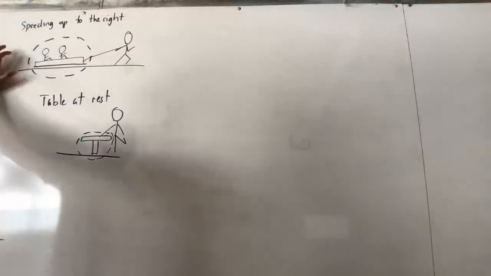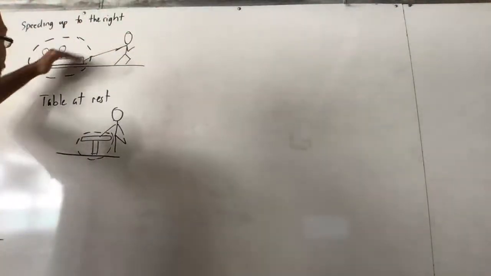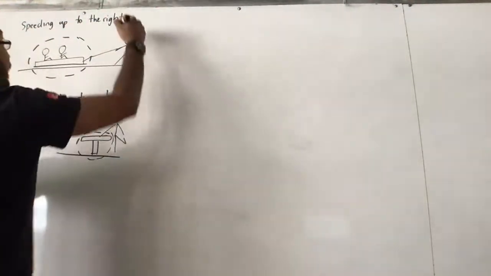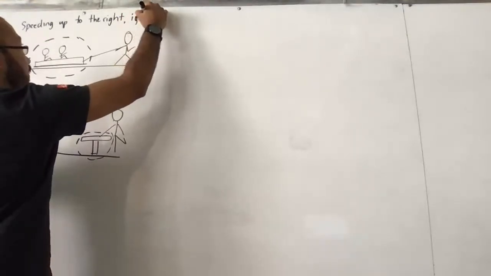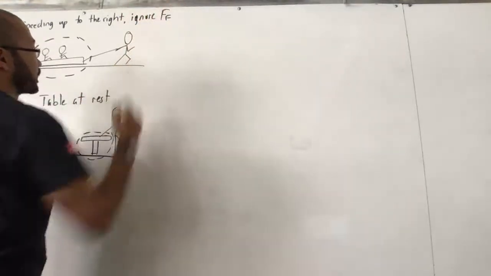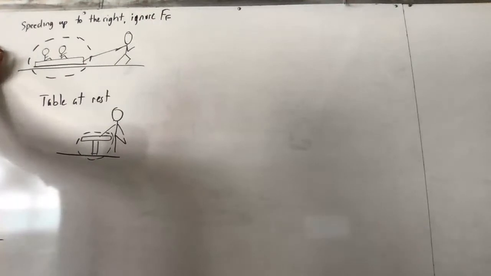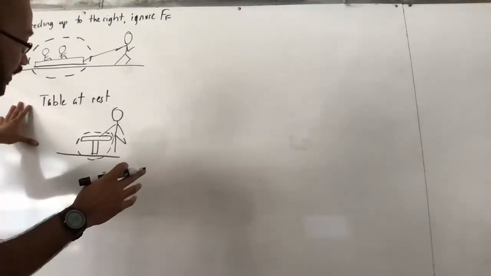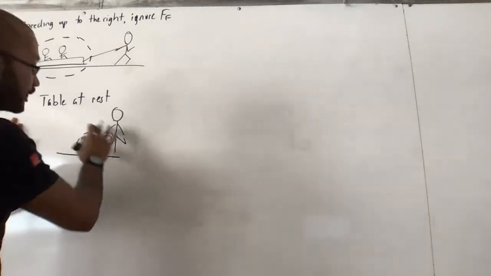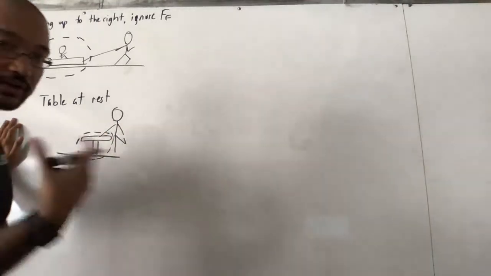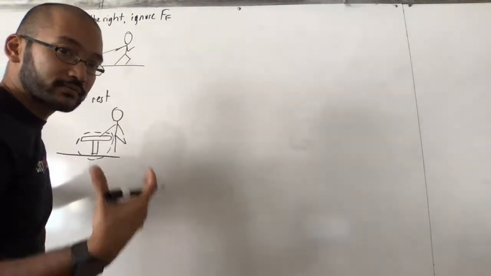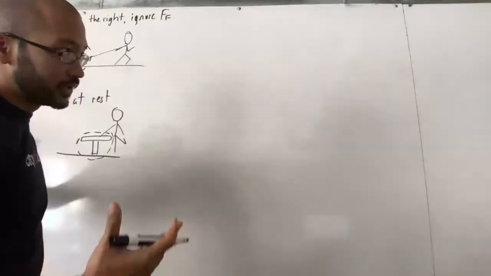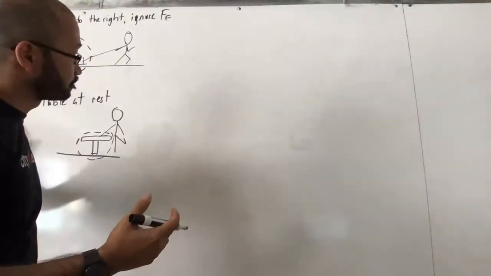This is a person pulling two children on a sled, and we're going to ignore friction. So what is that free body diagram going to look like? And then over here, this is a dancer leaning on a table. What is the force diagram for the table going to look like? So try to sketch it out yourself. What's that force diagram going to look like? Then pause the video, and then I'll work it out in a second.